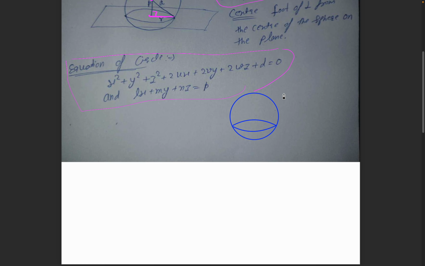Similarly, if a plane cuts an ellipsoid, an ellipse is formed. Then if we write the equation of the ellipsoid and the equation of the plane together, then it represents an ellipse. This is the key point.